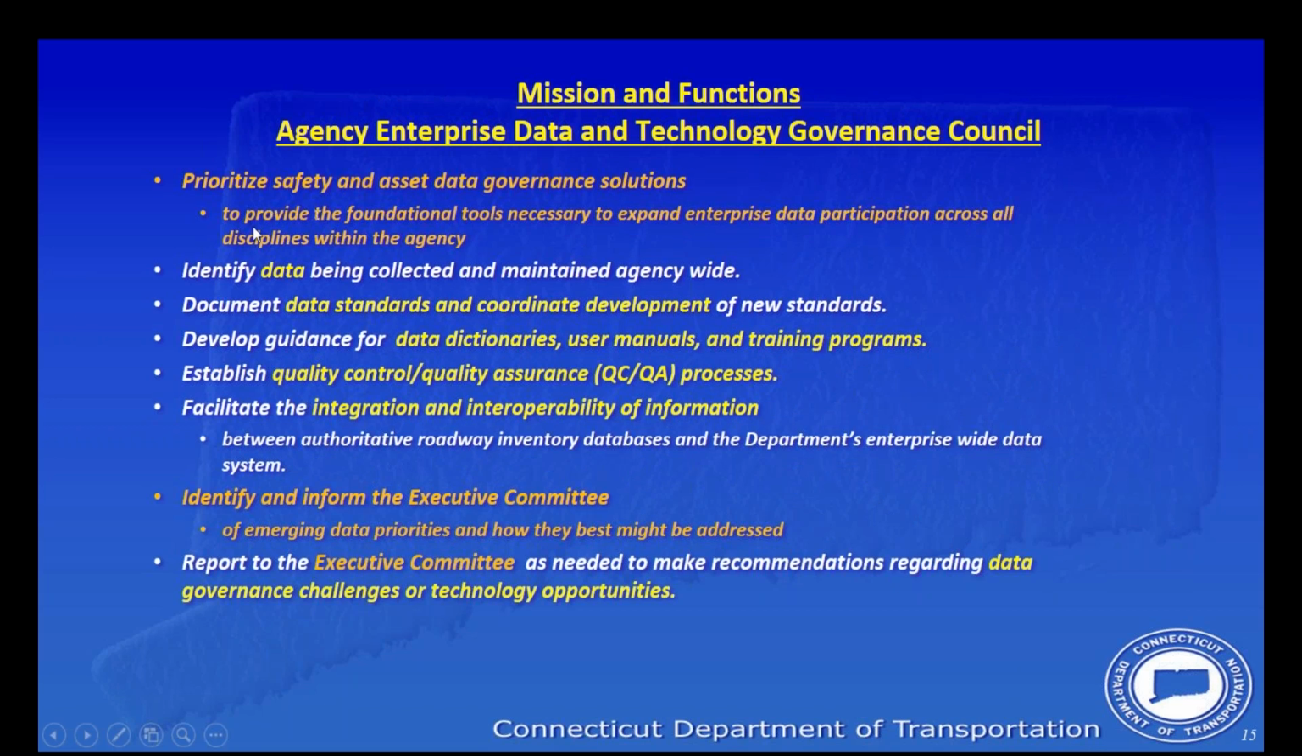I just want to highlight that it was primarily designed to prioritize safety and asset data governance solutions, and to try to inventory where we were in the department in terms of what's being collected and maintained, what standards existed, and what existed in terms of user manuals and data dictionaries, basically trying to take a snapshot of that. We never quite got that off the ground. We did meet early and often.